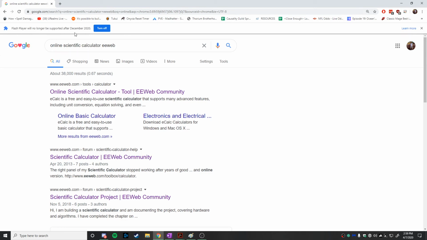Flash Player will no longer be supported after December 2020. Why is that? What's going on with Flash Player? Is it being upgraded to like HTML5 or something?